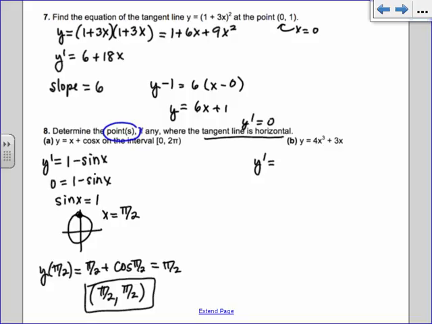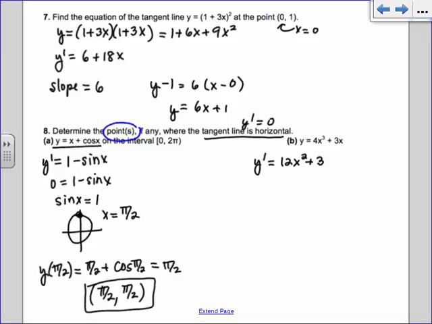All right, so y prime. Would you get the second equation, the y of pi over 2? I went back to the original, so I'm just plugging into the original. Okay, all right, so y prime for this next one is 12x squared plus 3.